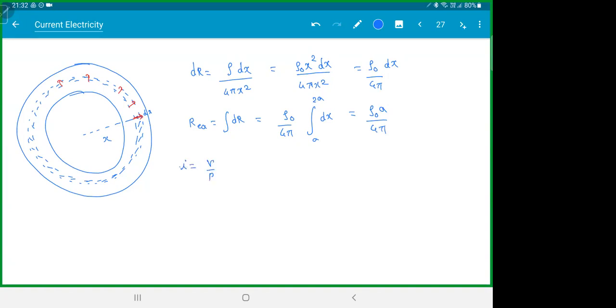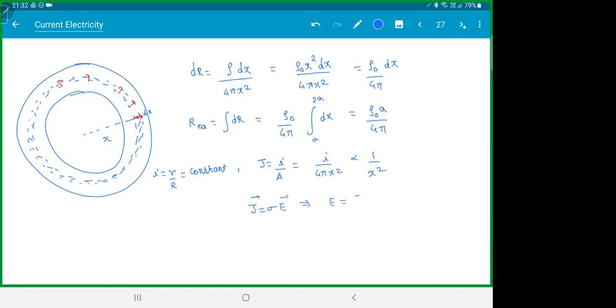What is current? Voltage by resistance. What is current density? Current by area. Current is V by R and area is 4 pi x square. And understand here, current is constant. I is equal to V by R is constant. Current does not change because whatever charge that flows through a cross section, it has to remain same. So J is proportional to 1 by x square. We also know J is equal to sigma E.